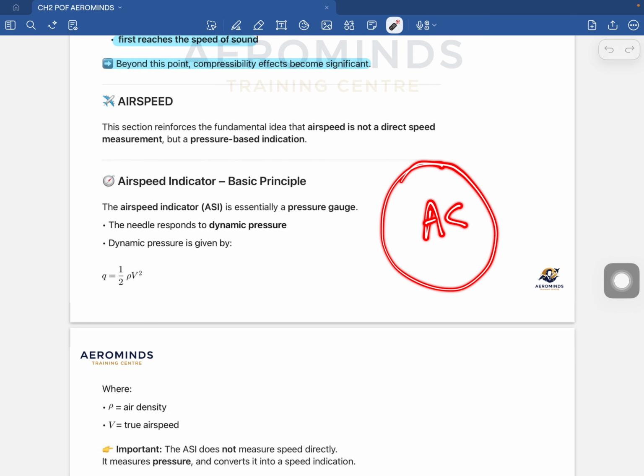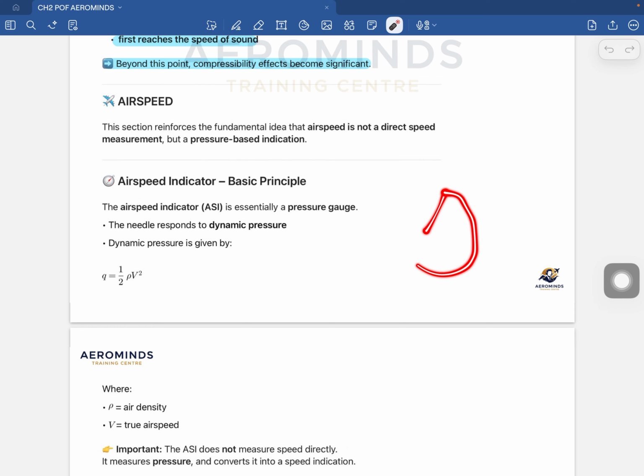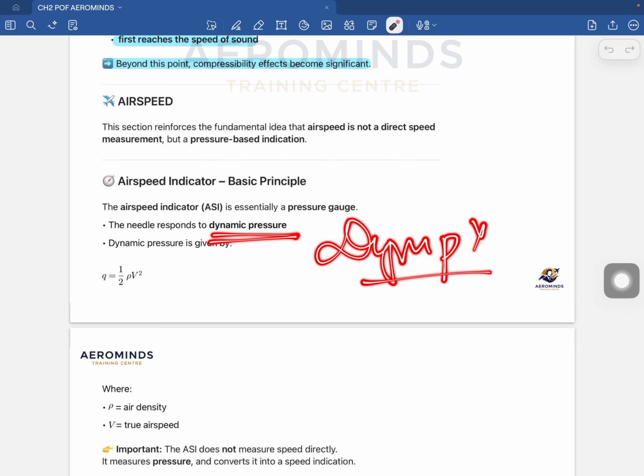Suppose this is the ASI. There's a needle here, and it has written 10, 20, 30, 40, 50, 60, 70. The needle is not showing the speed of the aircraft. It is actually reacting to the pressure changes. Now, what pressure are we talking about? We are talking about the dynamic pressure here. It responds to the dynamic pressure. Remember, it is the dynamic pressure.